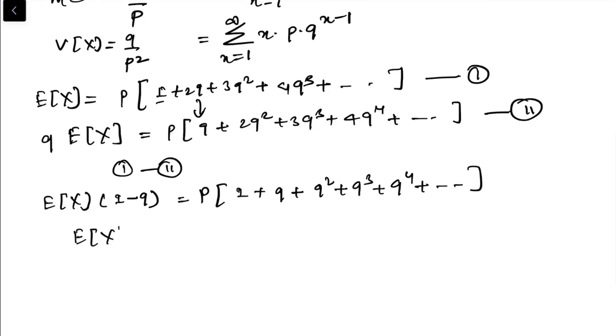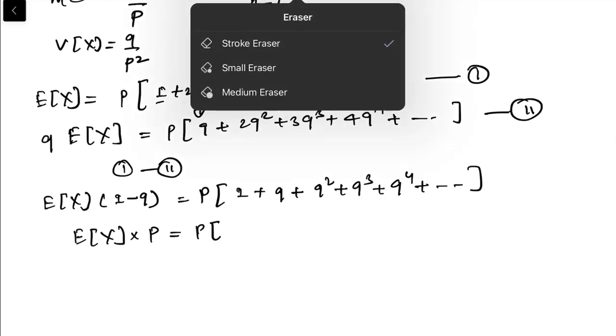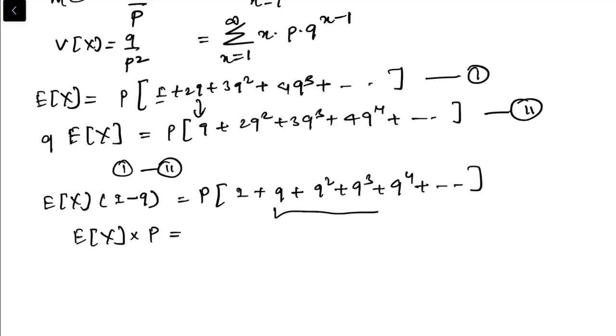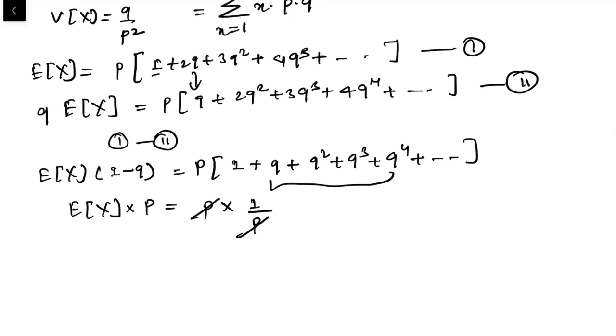Now expectation of x, this is simply p, and this thing is nothing but the sum of the infinite series of geometric. So this is p times 1 over 1 minus q, or let's write 1 over p. Okay, so we can cancel this p, so we'll get expectation equals to 1 over p. All right.